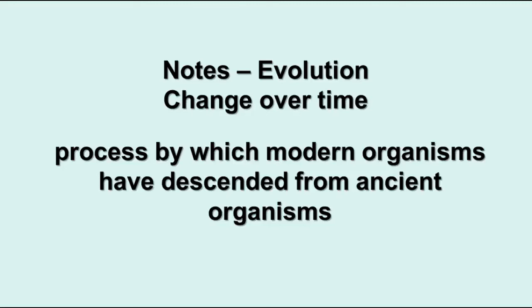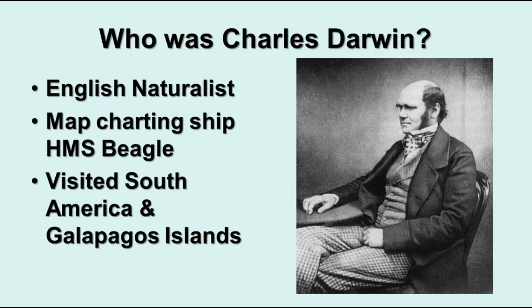Today's lesson is about Darwin's theory of evolution. To begin with, when we talk about evolution, we're talking about change over time. This is the process that we believe led to the modern organisms that we have today, because they've descended from ancient organisms with modifications over time. And the person who came up with this theory to begin with is a person named Charles Darwin.